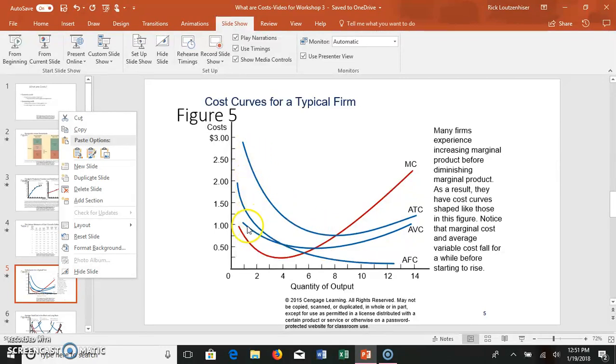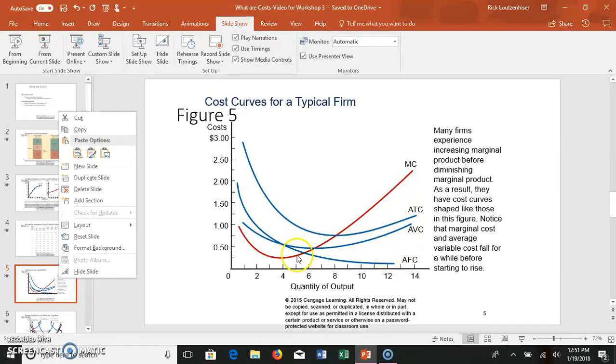The average fixed cost drops as you add output, because the fixed costs are constant. And then when you divide them by an ever increasing amount of output, then the average goes down.